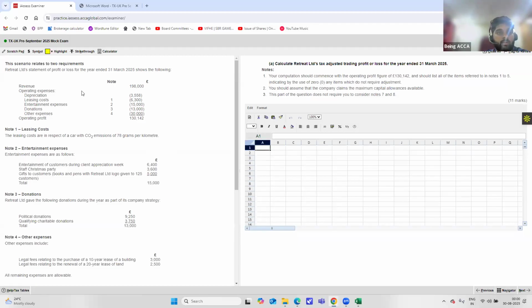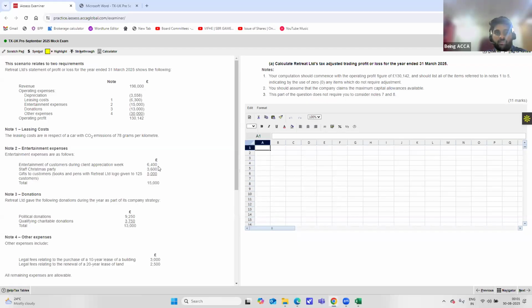Yes. So we have completed the leasing cost part of it. Now let's come to the entertainment expenses. The total entertainment expenses were 15,000. Of these, entertainment of customers during client appreciation week: allowed or not allowed? Not allowed. Irrespective of foreign customer or UK customer, for corporation tax and self-employed or employment, entertainment of customers is disallowed expenditure, so it should be added back. This 6,400 is a part of the 15,000 that was deducted, so it should be added back.